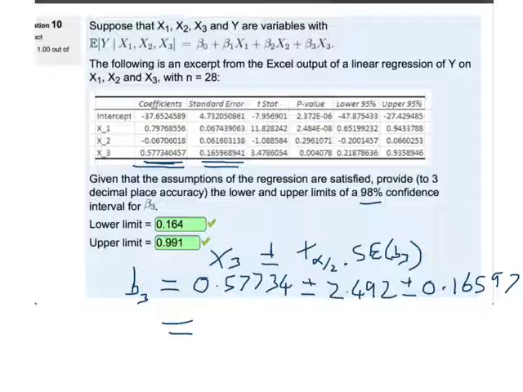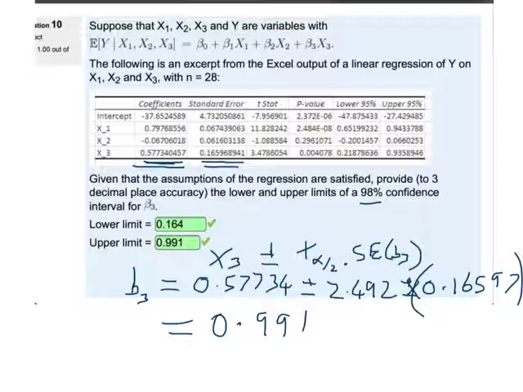We'll try one of them to make sure we've got the right numbers. 0.57734 plus 2.492. That's not plus or minus, that's multiplied by 0.16597, and that gives you 0.9909 or 0.991. And that's going to be our upper limit.